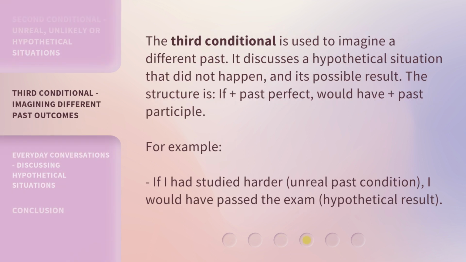The third conditional is used to imagine a different past. It discusses a hypothetical situation that did not happen, and its possible result. The structure is if plus past perfect, would have plus past participle. For example, if I had studied harder, unreal past condition, I would have passed the exam, hypothetical result.